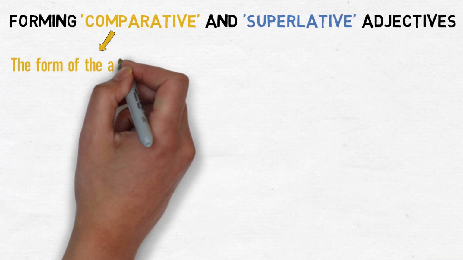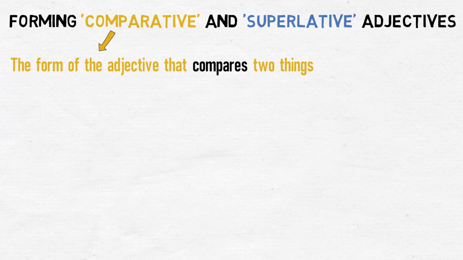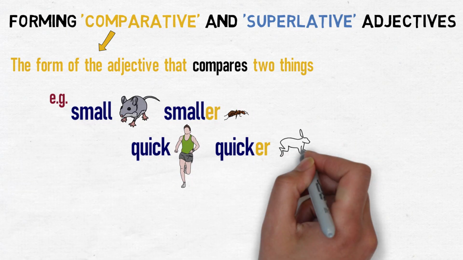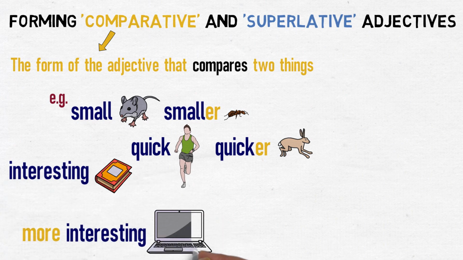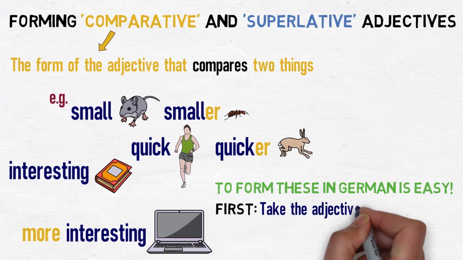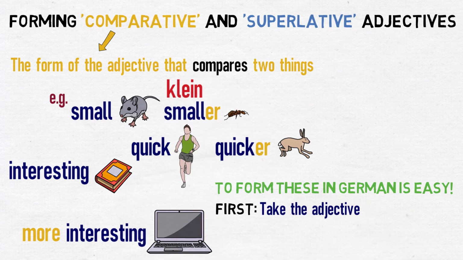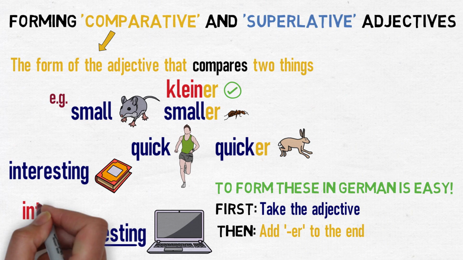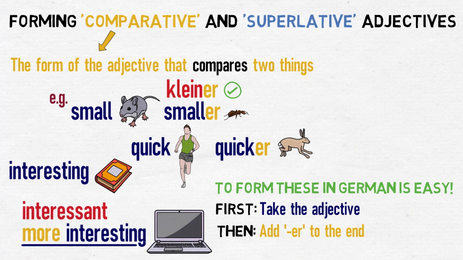A comparative is the form of the adjective that compares two things. For example, small, smaller, quick, quicker, interesting, more interesting. In German, forming comparatives is easy. Firstly, take the adjective. Let's use the word for small, klein. Add er to the end, kleiner. And that's it. For a comparative that uses the word more in English, such as more interesting, we again simply add an er in German. For example, interesting is interessant, more interesting is interessanter.